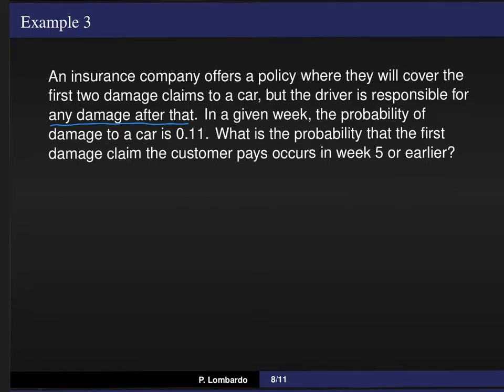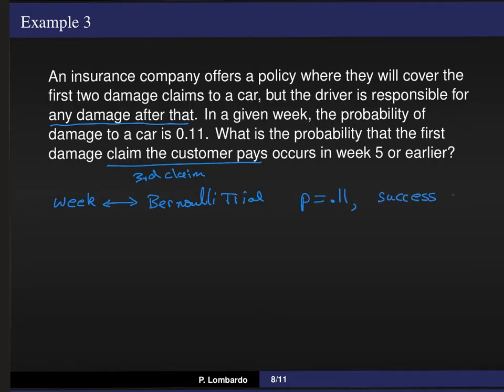What's the probability that the first damage claim the customer pays, or in other words, the 3rd claim, or the 3rd damage, occurs in week 5 or earlier? So here's the idea. Each week is a coin flip, or a Bernoulli trial, and the probability of success is 0.11, where we view success as a damage occurring that week. Or in other words, a success is somebody filing a claim for the week.